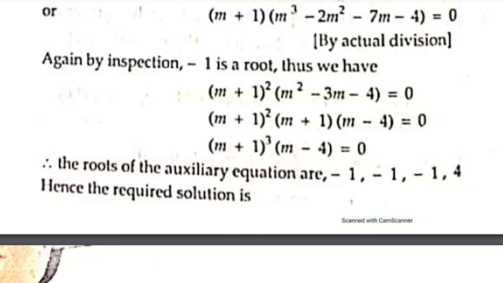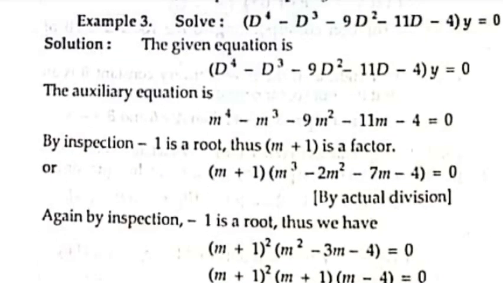So therefore we write the solution as y is equal to, for this root 4, we write c1 e raised to 4x, then plus, whereas this -1 appears 3 times, so for this we write the solution as it is repeated thrice: c2 plus c3x plus c4x square into bracket e raised to minus x. So this is the solution of a 4th order differential equation.